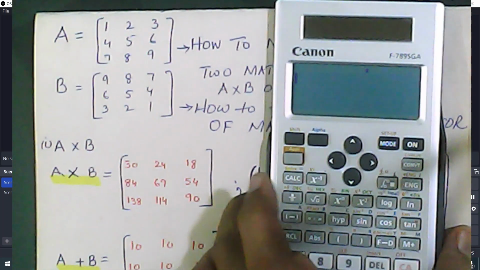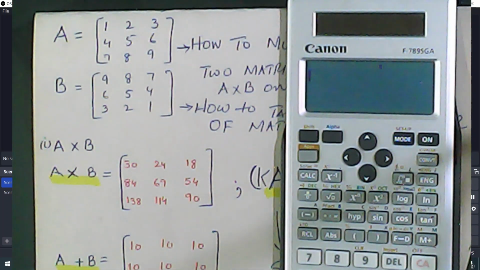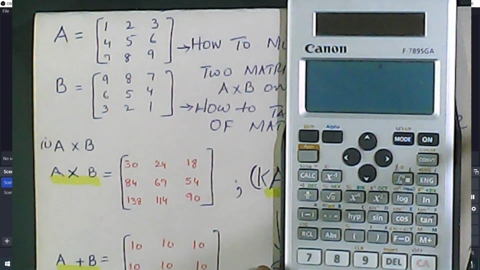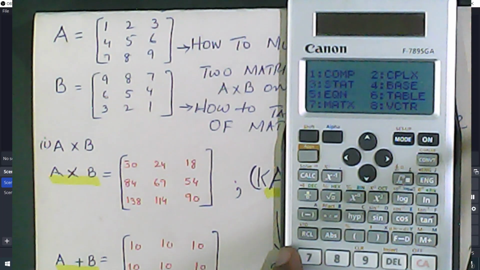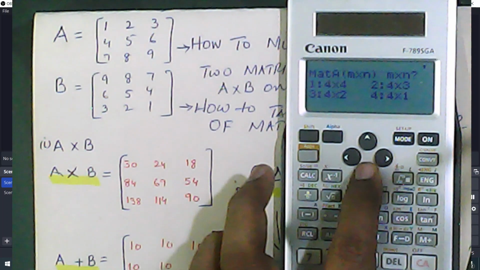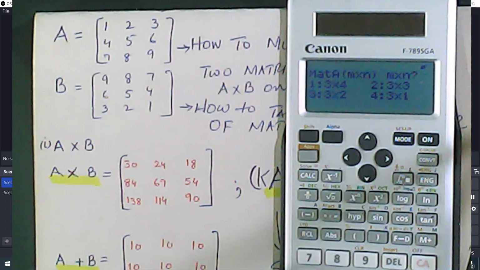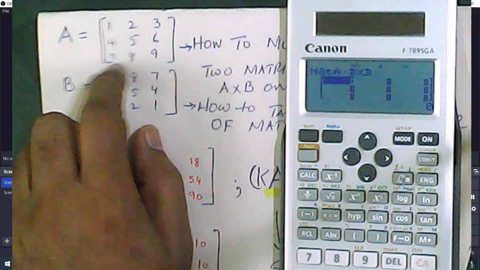First of all, if you look very carefully at the calculator, we will be performing multiplication for matrix A and matrix B. First, you have to go to the mode, then select the matrix, number 7. Now it asks which matrix you want to select. I will select matrix A. Now it is asking for the dimensions of the matrix. I will press number 2. When I do it, it shows the 3 by 3 matrix A. You can see the values 1, 2, 3, 4, 5, 6, 7, 8, 9.